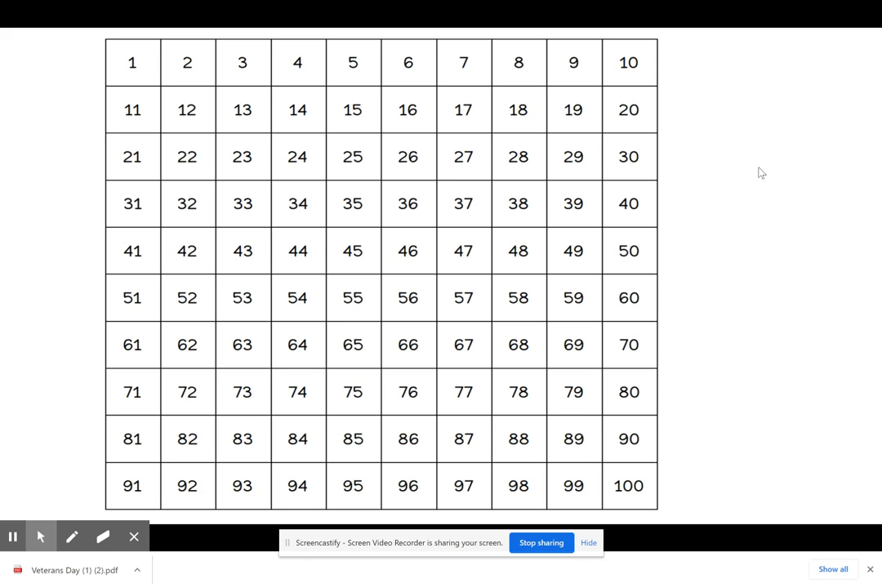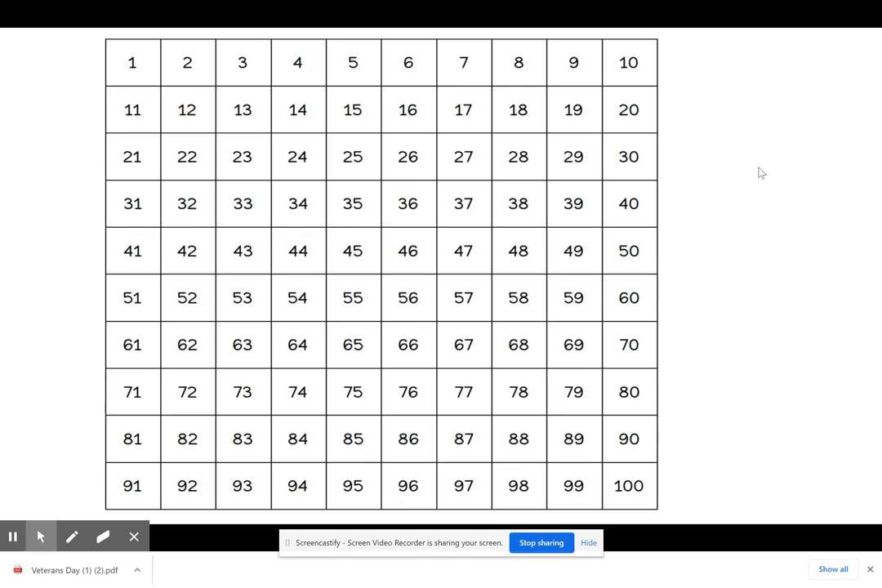Hi, boys and girls. For this activity, you are going to be using your hundreds chart. You have one here on the screen that you can just look at, but you also have one with your supplies. Your chart actually goes up to 120. This one just goes up to 100.